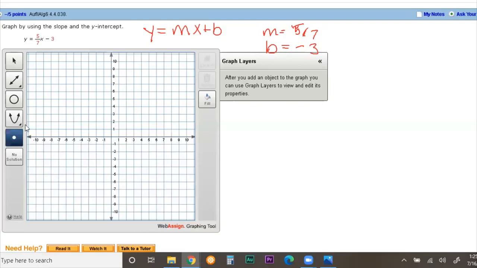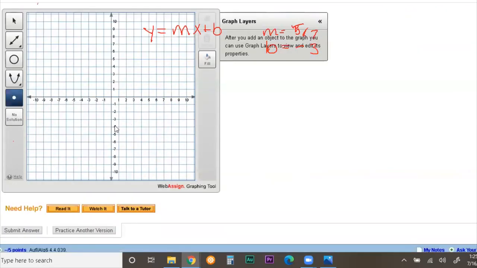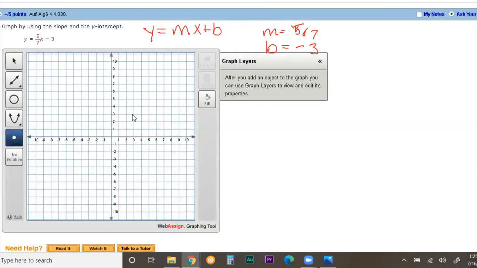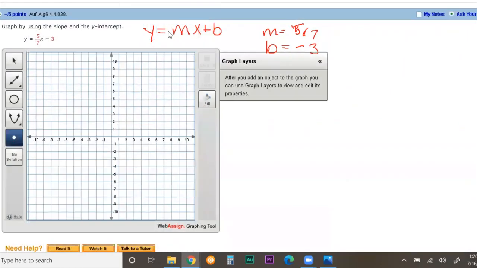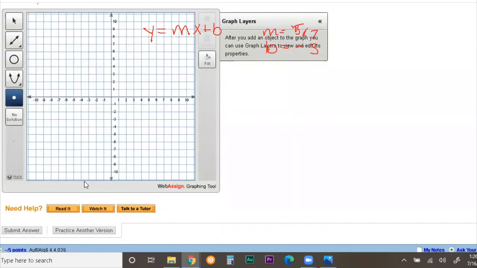And hold on. I think I still have the annotation on. Hold on. Something is going on. Give me a second.